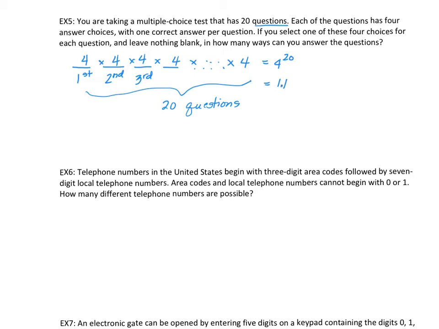So in your calculator, it's going to give you this in scientific notation because the number is too big. So it's 1.1 times 10 to the power of 12. I don't even know what that number is. That's huge.